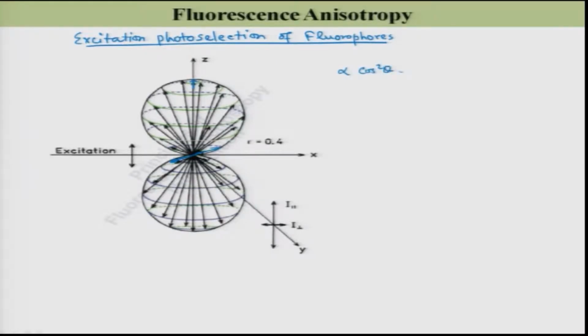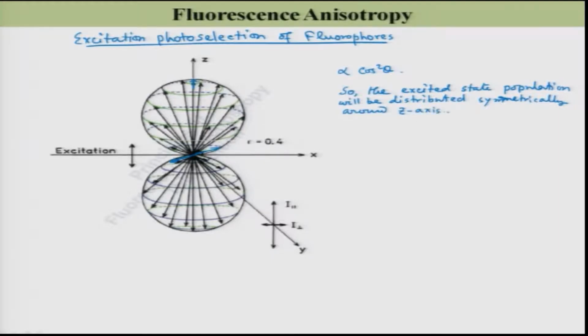Okay, so let me write this over here. So, the excited state population will be distributed symmetrically around the z axis in this particular case. Okay.